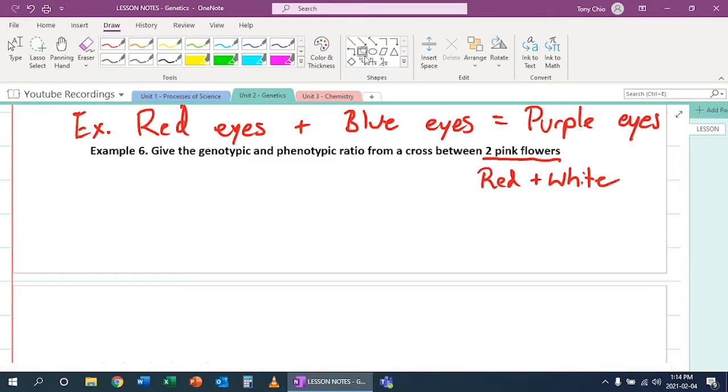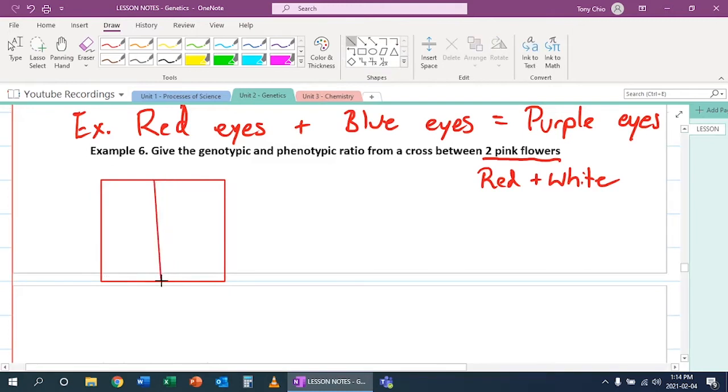So if we create our Punnett square for these two flowers, what we're going to see is both flowers have the red and white allele. Now, a lot of times, to differentiate them, because they're both not fully dominant, you can use different letters to represent them. So you can use R for red and W for white. So that means both parents, being pink flowers, are going to have the R allele and the W allele.